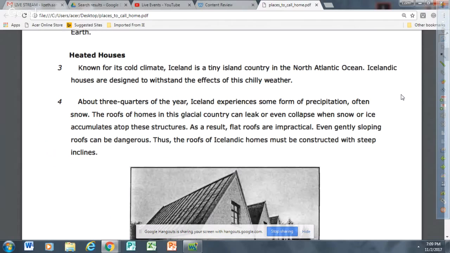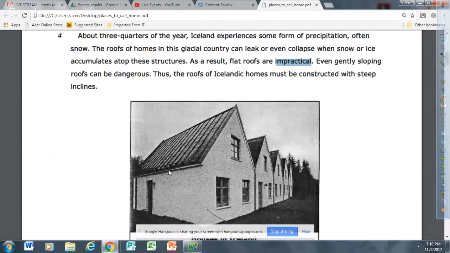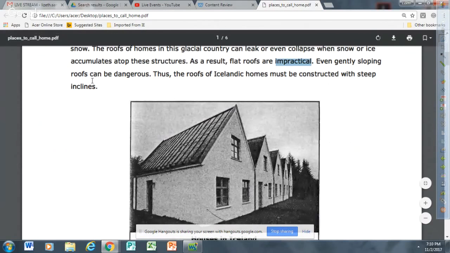The roofs of homes in this glacial country can leak or even collapse when snow or ice accumulates atop the structure. So think about the roof. If snow keeps piling on and on and on, it's saying that the roof can start leaking or it can even collapse. So that is a problem. And as a result, flat roofs are impractical. And did you notice that I commented on how sharp these roofs look? They're very steep. Even gently sloping roofs can be dangerous.